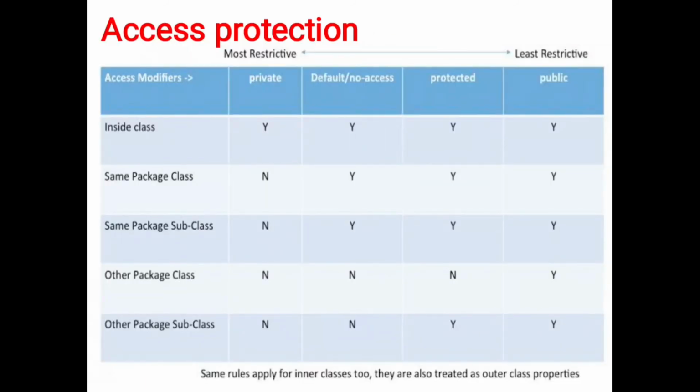Access protection in Java. In Java, there are four types of access protection used: private, protected, public, and default. On one side, in the column, I am writing access modifier, and the next four columns are private, default, protected, and public.